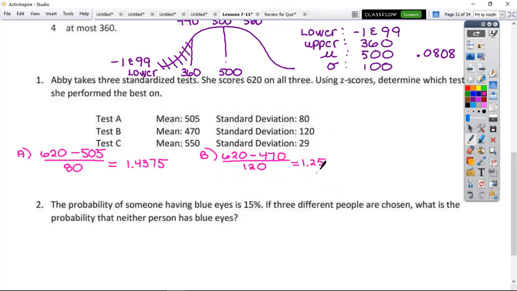And the last test, she still scores 620, but the mean this time is a bit higher, 550, divided by standard deviation lower. So there's less variability is what that means. So 620 minus 550 divided by 29. And I got 2.41. So what test did she score the best on? Test C.